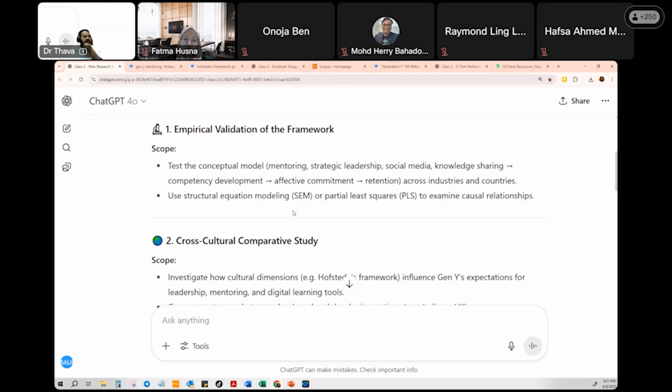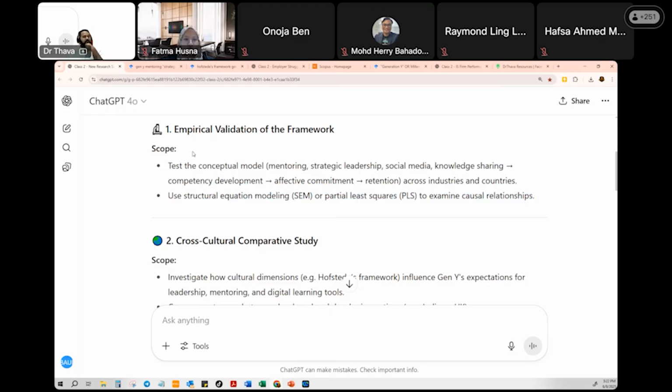So if I look at this, the first says test the conceptual model: mentoring, strategic leadership, social media, knowledge sharing, competency, effective community retention across industries and countries. Then the first says use structural equation modeling, and I already know something is wrong. Why would the flow recommend SEM? There are so many structural equation modeling tools. Why does the flow have to recommend PLS? The flow can just tell any analysis tool. It's not necessary to use structural equation modeling. You can even code the flow, program it, put this flow on Python, you can do so many different things.